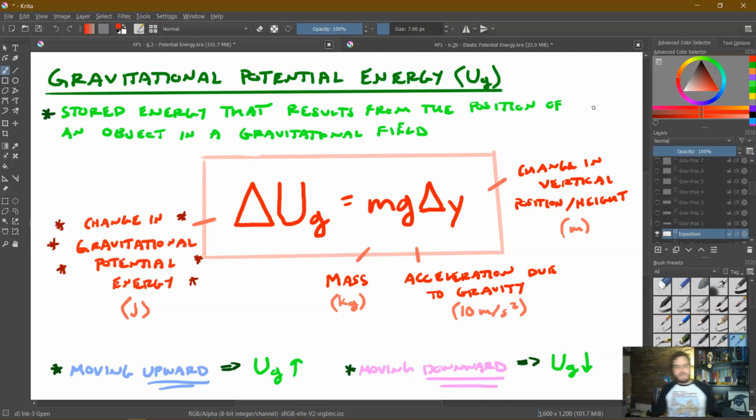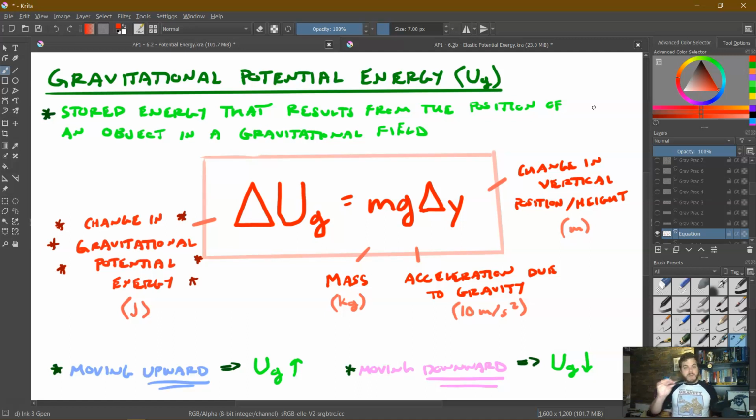And so that equation was delta UG equals mg delta y, where delta UG is the change in gravitational potential energy in joules, m is the mass in kilograms, the mass of the object in the field, g is the acceleration due to gravity, which we can approximate as 10 meters per second squared, and delta y is specifically the change in vertical position, in this case above the earth, or in other words, the change in height in meters. So what this tells us, because typically the masses of our object aren't going to change, if you want to change the gravitational potential energy of an object, you just need to move it up or down.